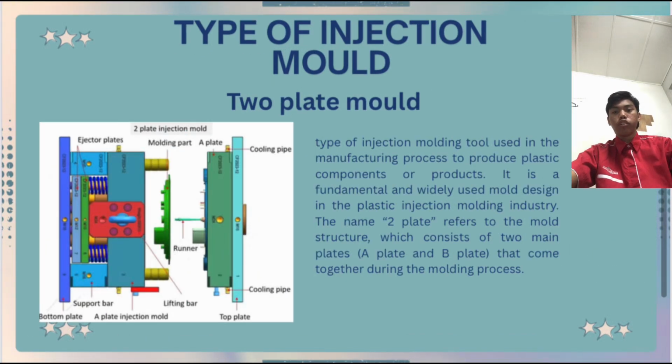Type of injection mold. Two-plate mold. It is a type of injection molding tool used in the manufacturing process to produce plastic components or products. It is a fundamental and widely used mold design in the plastic injection molding industry. The name two-plate refers to the mold structure which consists of two main plates, A plate and B plate, that come together during the molding process.